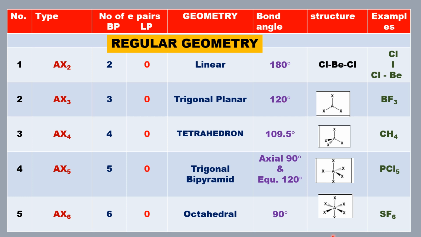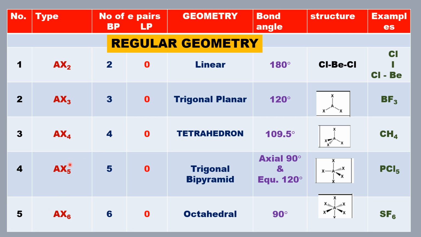Let us move on to AX4 type. In AX4, there are four bond pairs and zero lone pairs. Let us consider, for example, the CH4 molecule, where the bond angle is 109.5 degrees. In the tetrahedral arrangement, the bond pair repulsion is minimum, so the preferred geometry is tetrahedral.